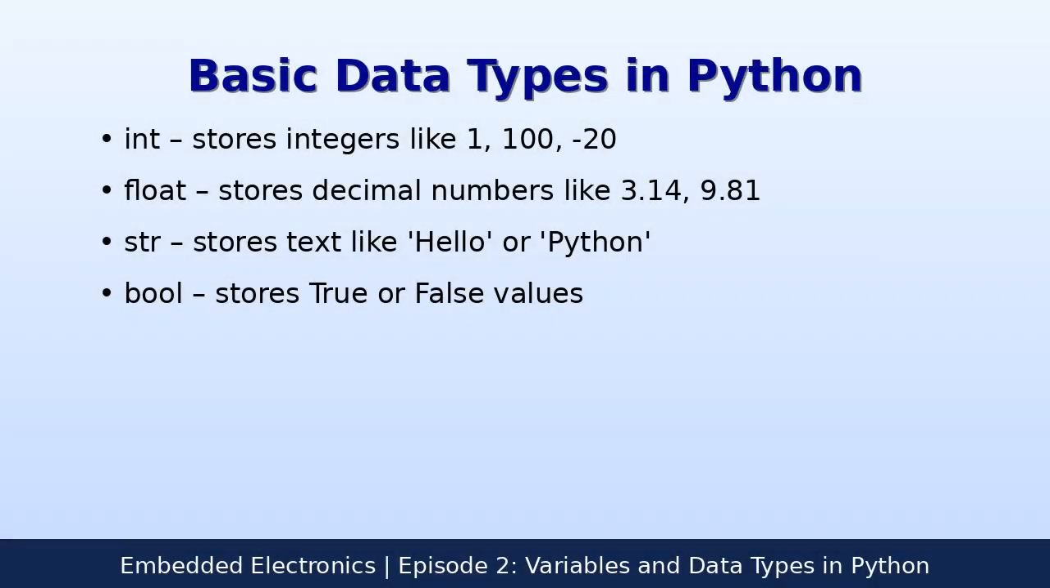Python provides several basic data types including int for integers, float for decimal numbers, str for text, and bool for true or false values.